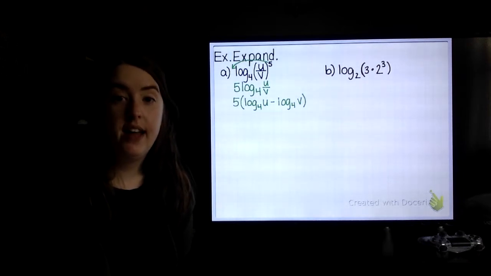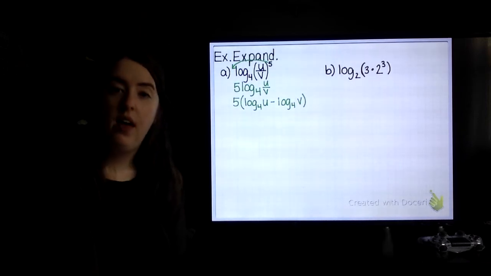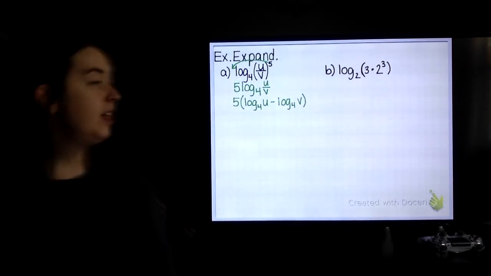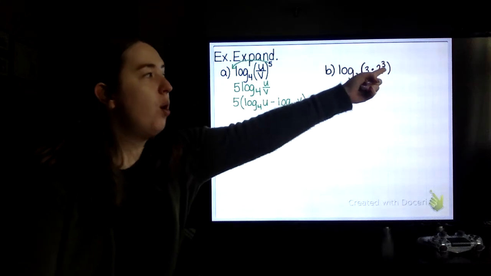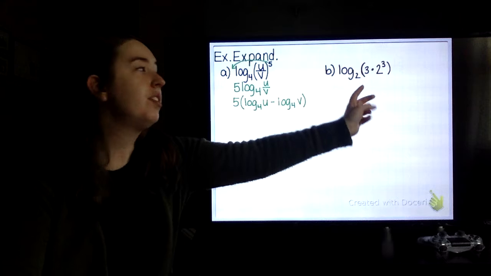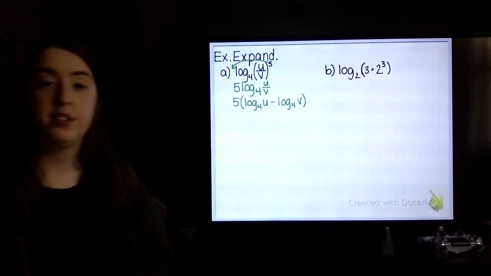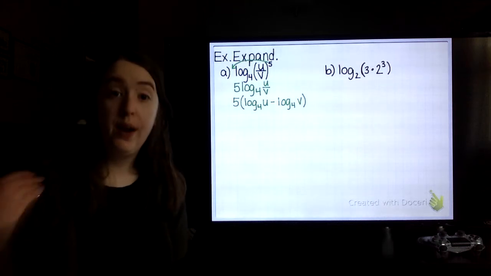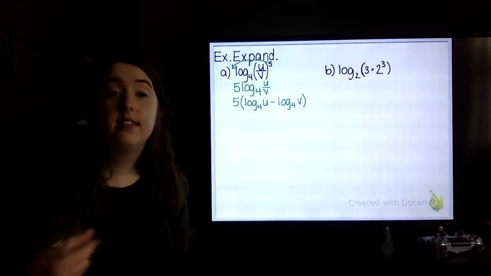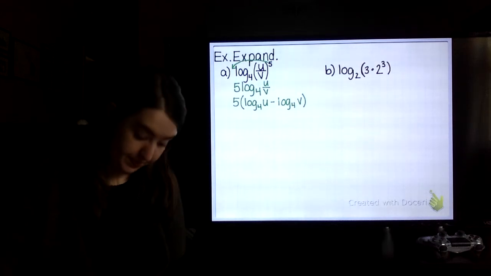Now let's go ahead and look at b. So we have log base 2 of 3 times 2 cubed. So first of all, if you notice, this cubed only goes to that 2, so I'm going to deal with that cubed a little bit later. The first thing I'm going to do is deal with these two guys right here. So 2 and 3 are being multiplied. Since they're being multiplied, that means I have to add those two logs together.